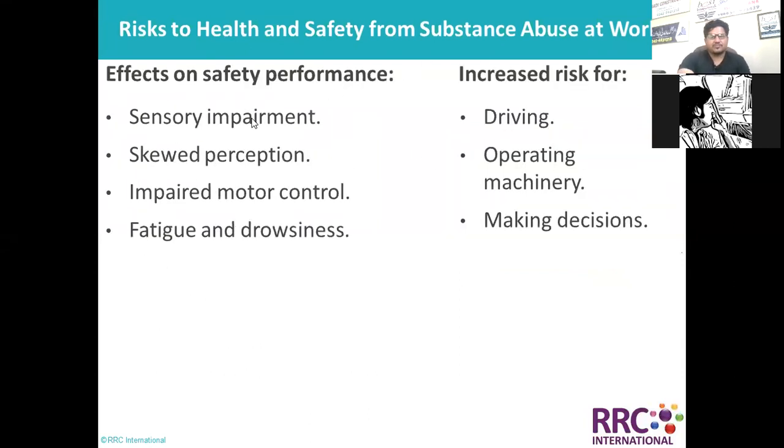Now, effects on safety performance, definitely the sensory impairment because of this drug abuse and skewed perception, impaired motor control, fatigue and drowsiness, and increased risk for driving, operating machinery, and making decisions. Because if a person is not in his senses, how can he drive safely or operate a machine in a better way and give the right production or ensure zero injuries or make the right set of decisions?